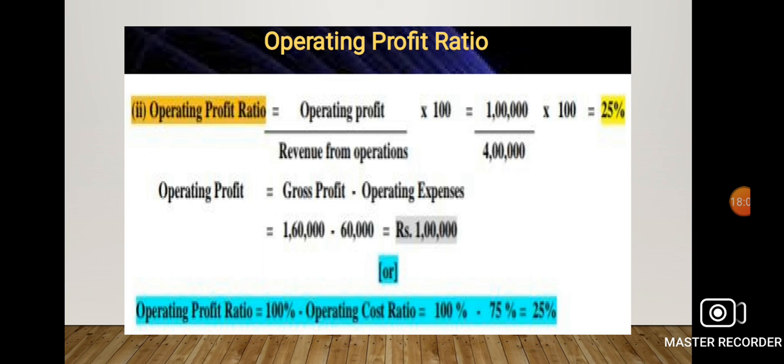So students, today we have learned about profitability ratios. So there is net profit ratio, gross profit ratio, operating cost ratio and operating profit ratio. The above topics are completed in this class. So the chapter is over. Students, understand the concept.